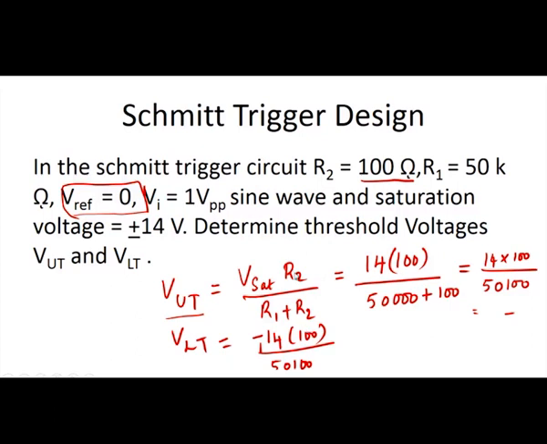R2 by R1 plus R2 is called the feedback factor. Beta is equal to R2 by R1 plus R2, feedback factor. So, this is the simple design of a Schmitt trigger when the resistors R2 and R1 are given and V reference is 0. The 1 volt peak to peak input is not at all used in the calculation of the threshold voltages, and the saturation voltage is given as plus or minus 14 volts. So, this is the formula to calculate the threshold voltages if V reference is equal to 0.